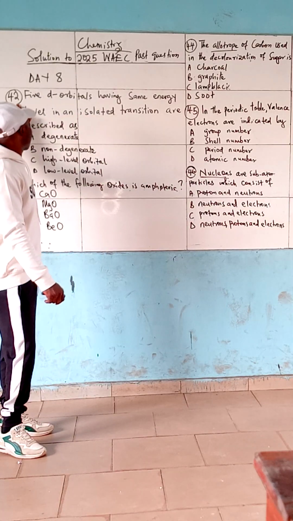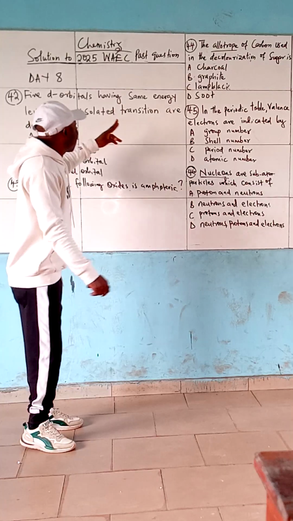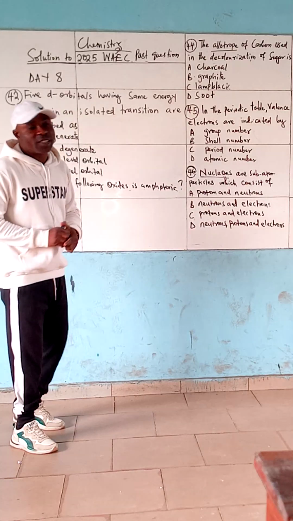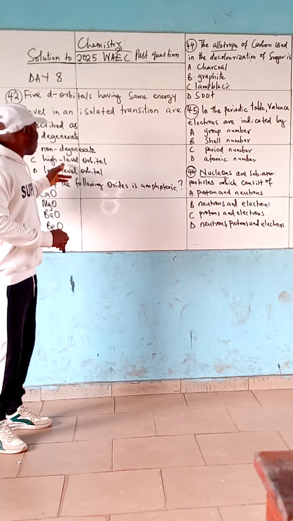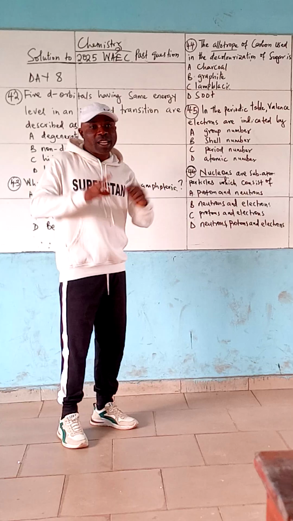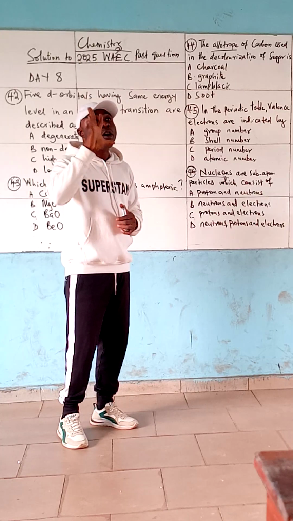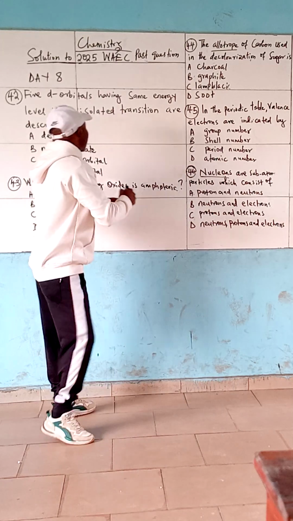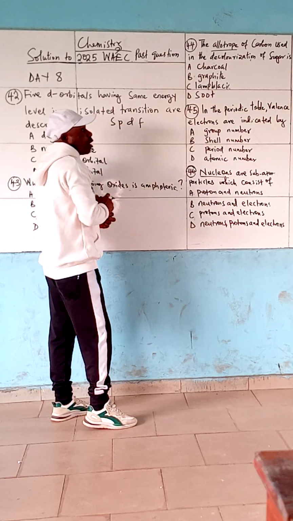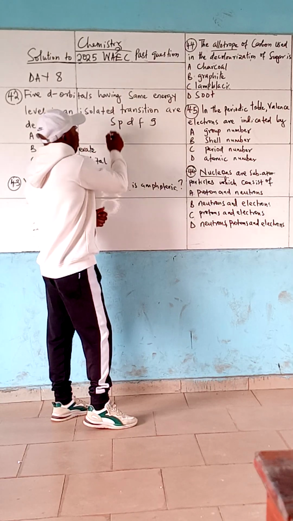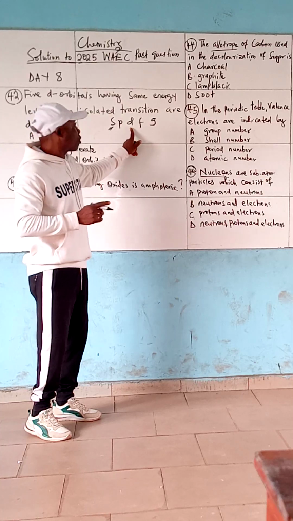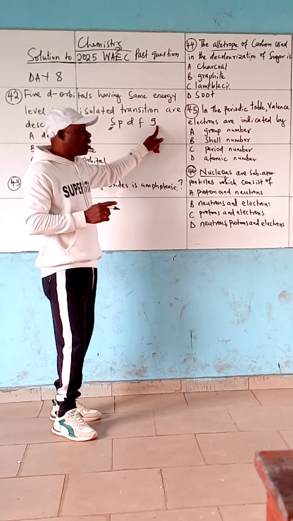Question 42. 5d orbitals having the same energy level in an isolated transition are described as dash. Option A, degenerate; non-degenerate; high-level orbitals; low-level orbitals. Just note that we have 4 types of atomic orbitals, S, P, D, F. We need the concept of O-level, but beyond them we still have G. S stands for sharp, P for principal, D is diffuse, F is fundamental, and G is gerude.